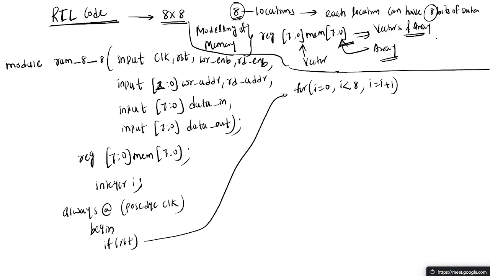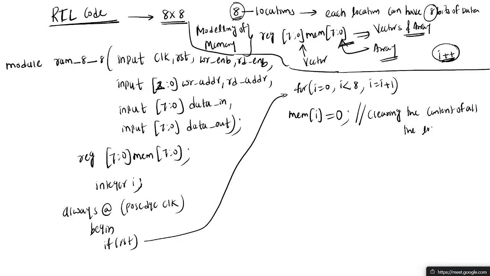In Verilog, i plus plus will not work. In SystemVerilog it will work, but in Verilog you need to give i equal to i plus 1. Mem of i equal to 0. So normally you are clearing the content of all the locations, all the RAM locations.